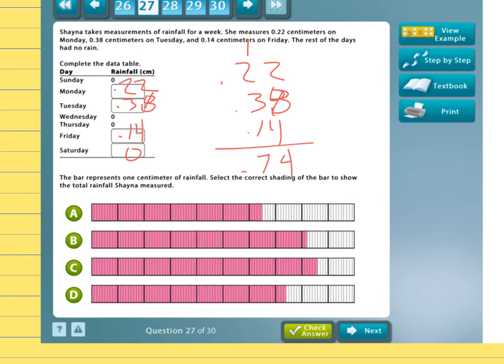So each one of these is 10 hundredths of a centimeter. So that's 10, 20, 30, 40, 50, 60. This is not enough. 10, 20, 30, 40, 50, 60, 70, 80. That's too much. 10, 20, 30, 40, 50, 60, 70, and 4. So the correct answer would be D.